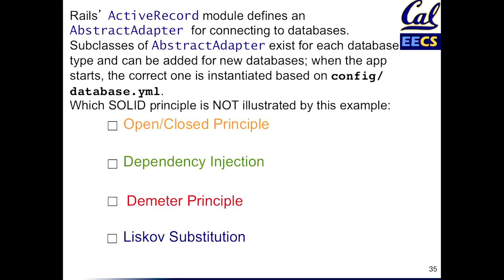OK, here's the last wrap-up question on the use of design patterns in Rails. So Active Record has this abstract adapter we talked about for connecting to databases. Abstract adapter has subclasses, one for each type of database that Rails works with out of the box, and you can add ones for new databases. And when you start your application, Rails will look in your config database.yml file, and it will figure out which is the correct subclass to instantiate to create an instance of for your app to talk to its database. So that's a nice set of behaviors there, and the question is, which of these 4 SOLID principles is not one of the ones that's illustrated in this example? Open-closed, dependency injection, Demeter, or Liskov substitution?